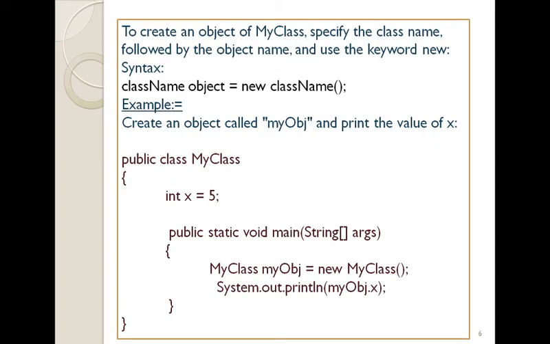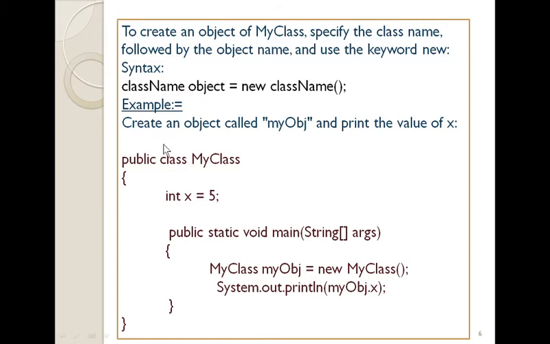Now next, to create an object of MyClass, specify the class name followed by the object name, and use the keyword new. So the syntax of how to create an object is: class name, then object equal to new, and here is also the class name, with opening and closing brackets. This is the call to the constructor, which is covered in the next lecture.